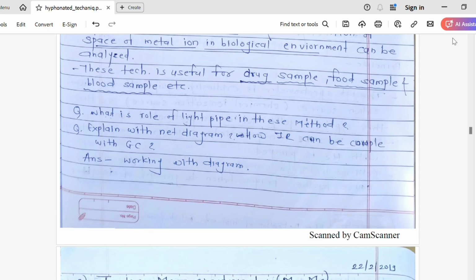So these two questions are there. What is the role of the light pipe in this method? Explain with a neat labeled diagram how IR can be coupled with GC.